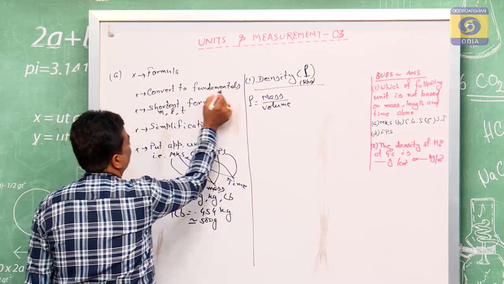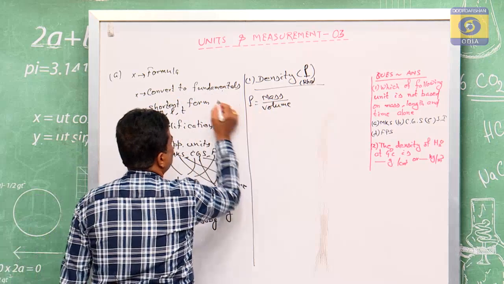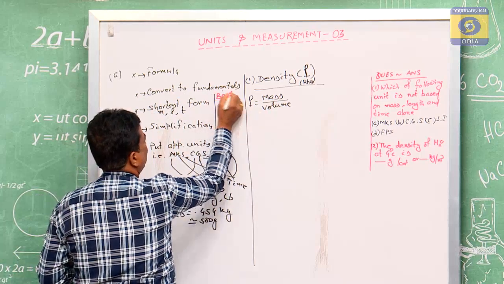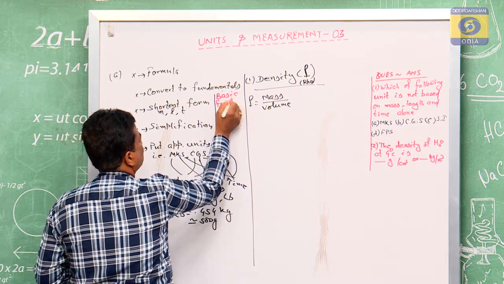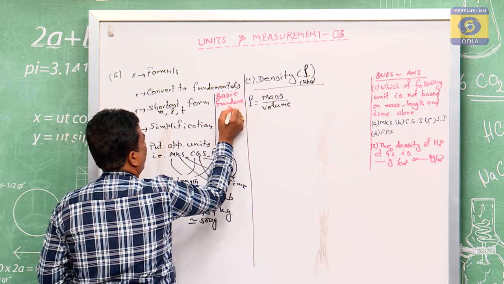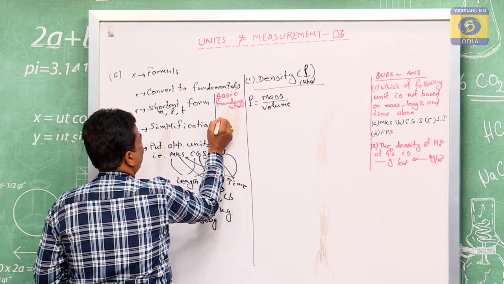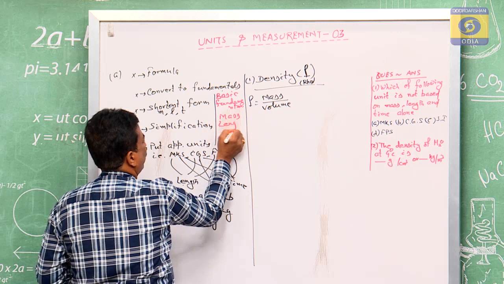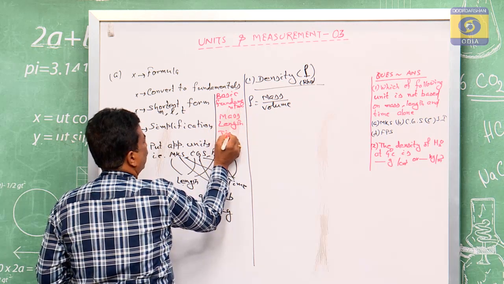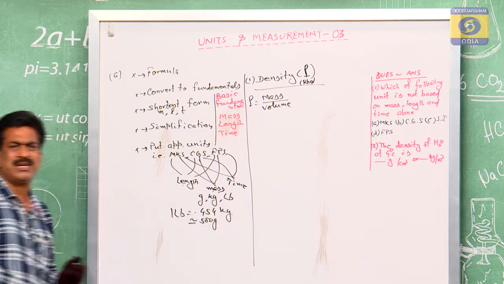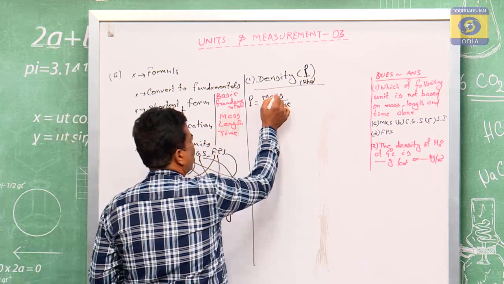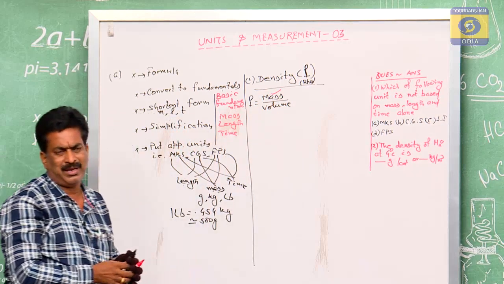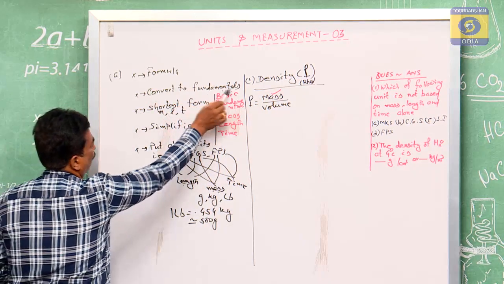The second part is to convert to the fundamental. You see the mass, the basic fundamentals are mass, length and time. This is your basic fundamentals. So this mass is already in the fundamental, but the volume is not in the fundamental. Means you have to convert to the fundamental.